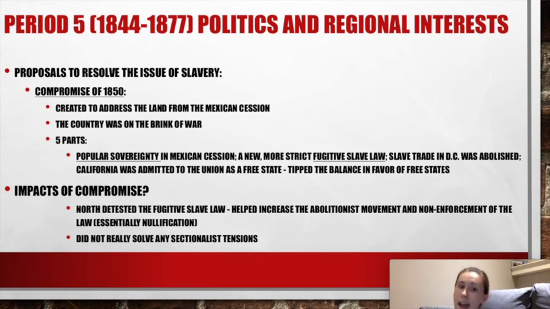And as such, we're going to have a lot of Southerners upset about this and upset that the federal government is not making the states abide by the Fugitive Slave Law. And what we're going to see is the Compromise of 1850 actually results in more sectionalism and more tension between the two different sections of the United States.